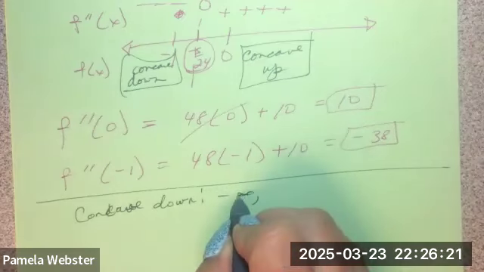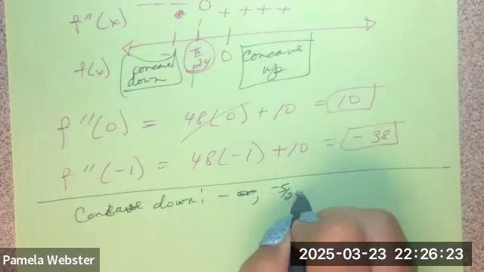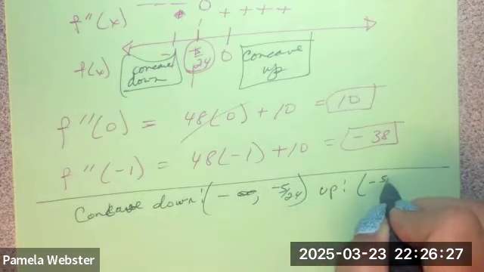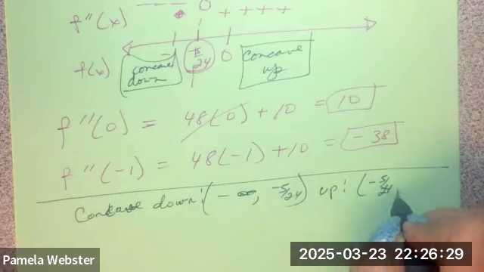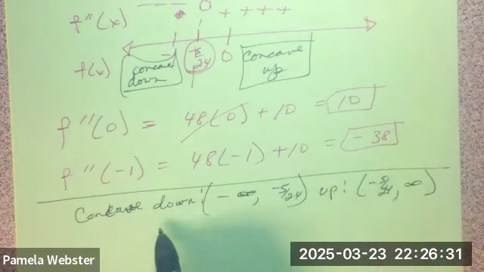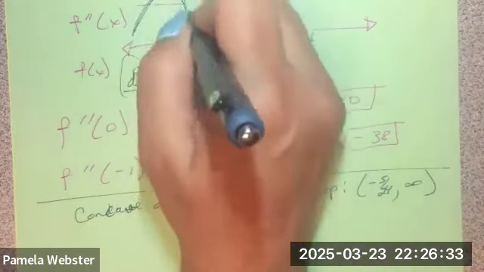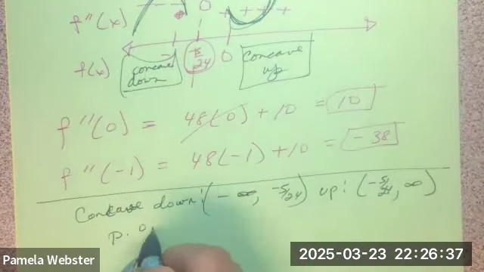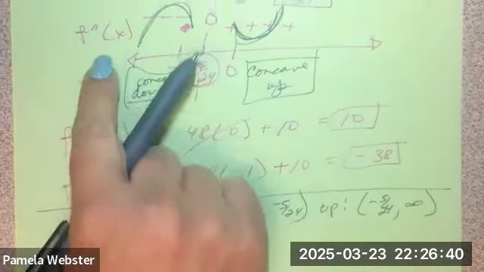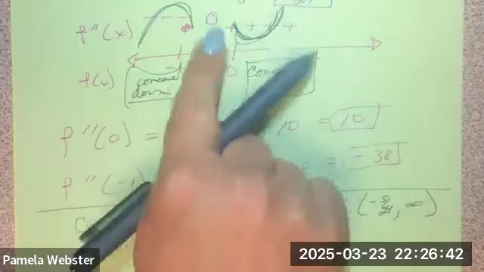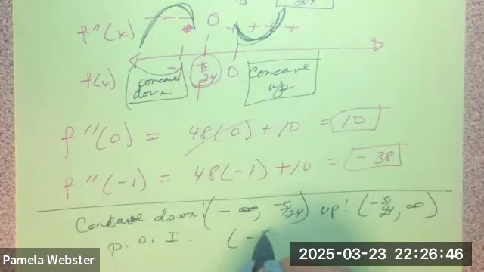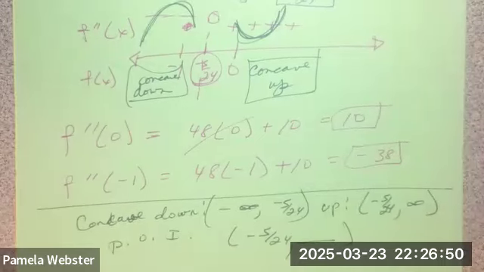Negative infinity up to -5/24. And concave up is -5/24 up to positive infinity, right? So remembering that this is concave down, this is concave up. And then it asked me for the point of inflection. Indeed, this did change concavity, right? And it changed it right there at -5/24 and some y value.